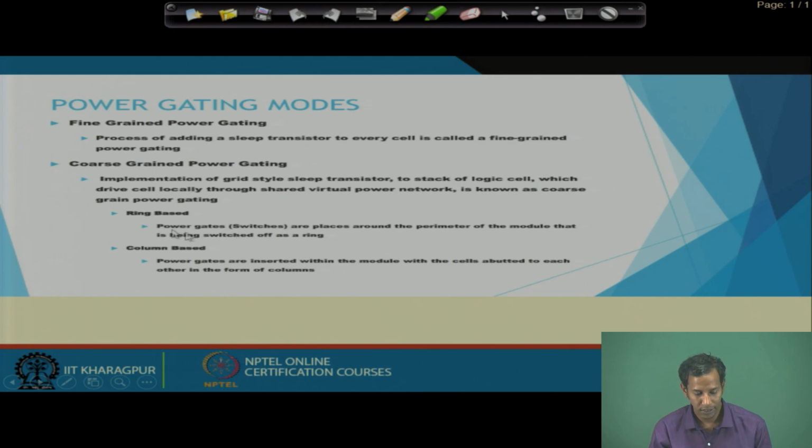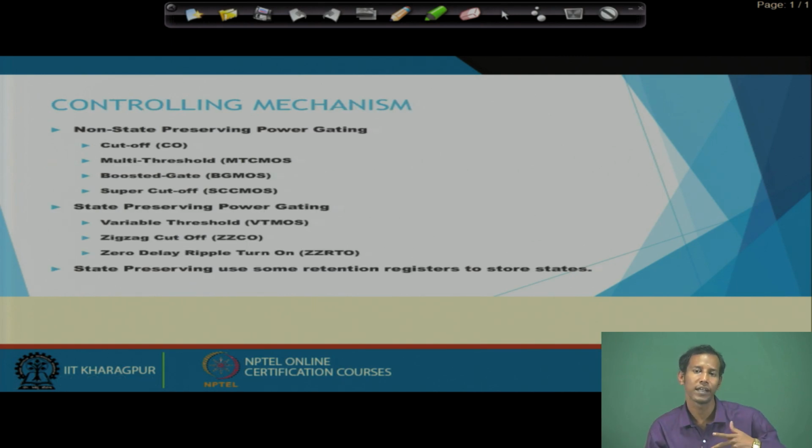In coarse grain power gating we have the ring based and the column based. We have to place the switch, so we have the ring. So, this is coarse grain power gating, and in the other one, every cell is power gated. That is fine grain power gating. For a complex circuit you cannot apply fine grain, where each transistor is power gated. At that time it will create too much overhead, because we are putting in resistors and the controller part will also be much more complicated.